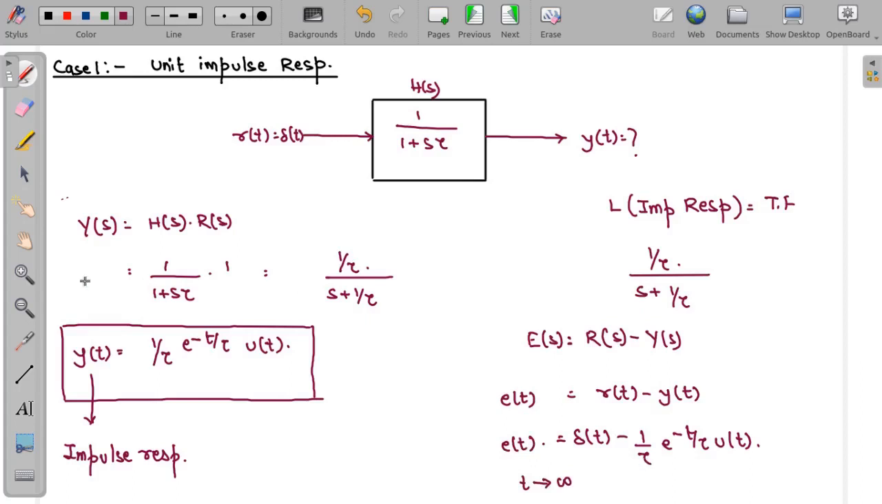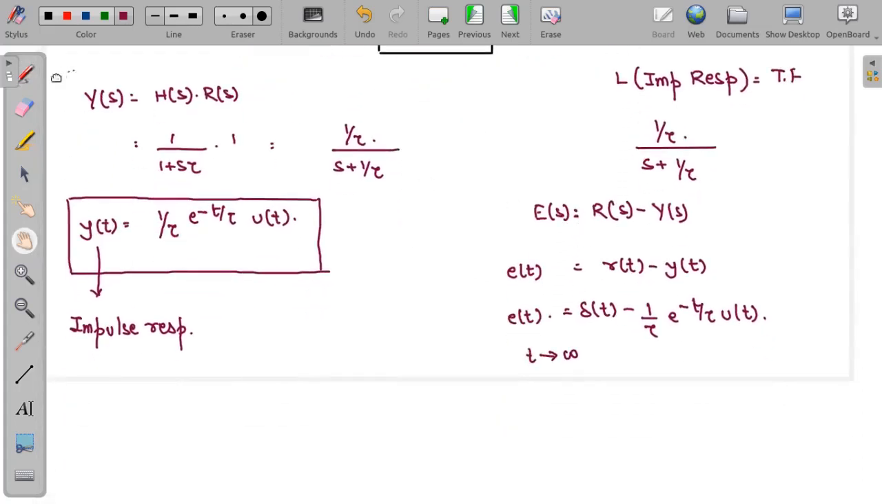So you can see that basically this will be del of infinity minus 1 by tau e to the power minus infinity by tau u of infinity. Now you might be thinking that del exists only at 0, so del of infinity will be 0, and this part you would also write as 0. So you are thinking 0 minus 0 is 0.